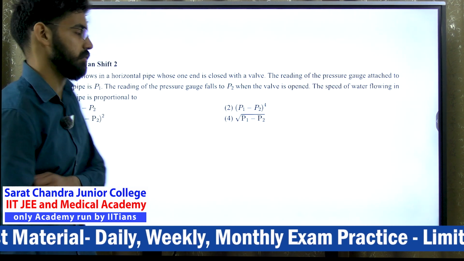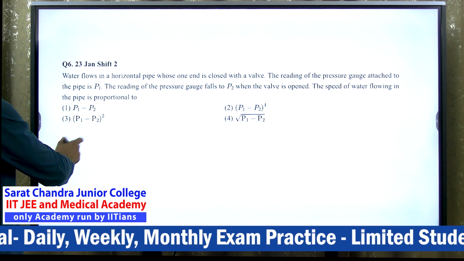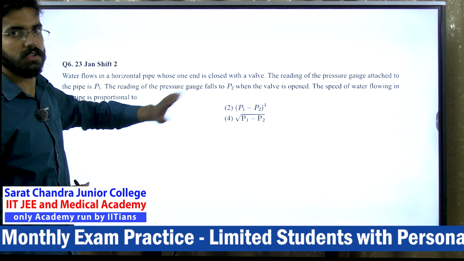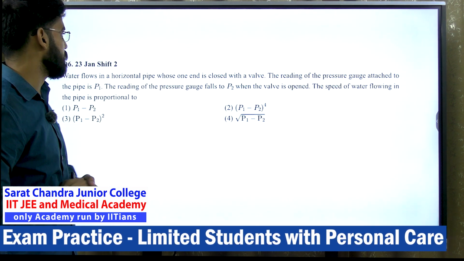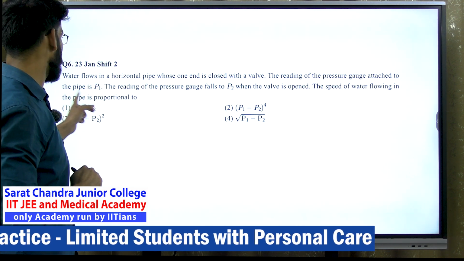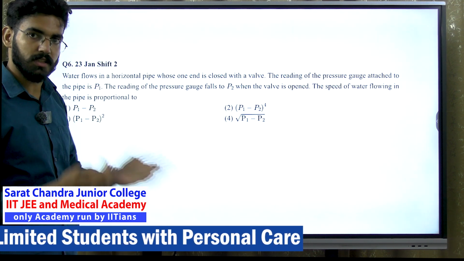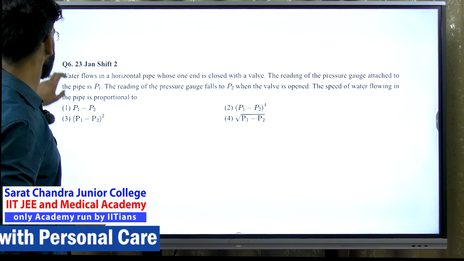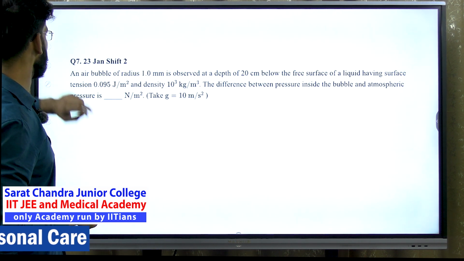By Bernoulli's equation you have to answer this question. Here he is saying a horizontal pipe, so horizontal pipe means rho gh same. Then he is saying the reading attached to the pipe is P1. Closed valve means nothing is flowing, so it is P1. When you open, it is P2. That's how.